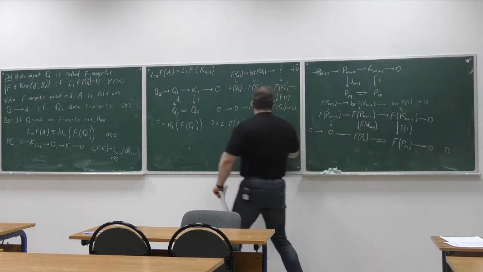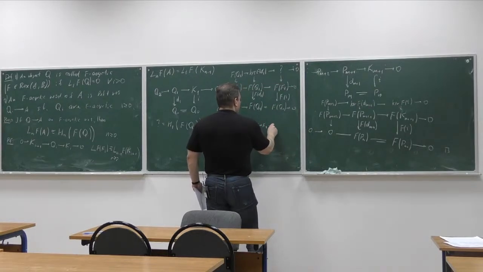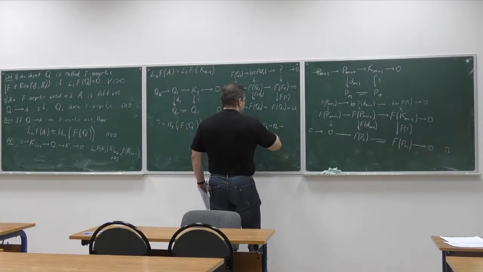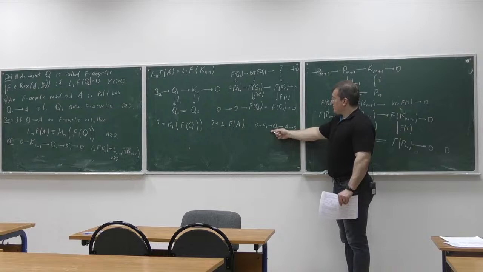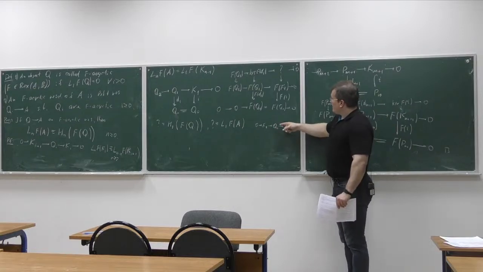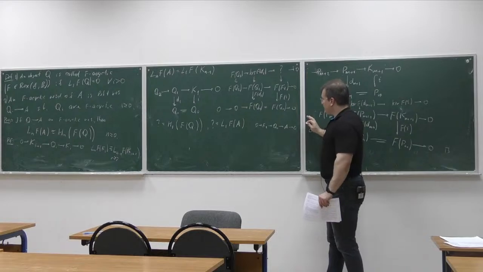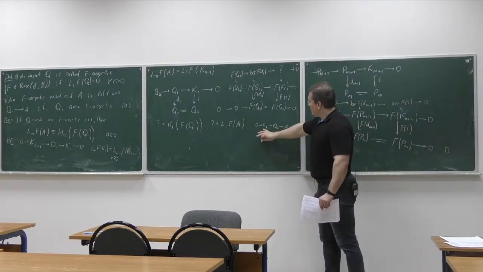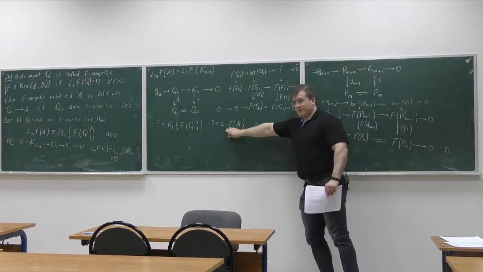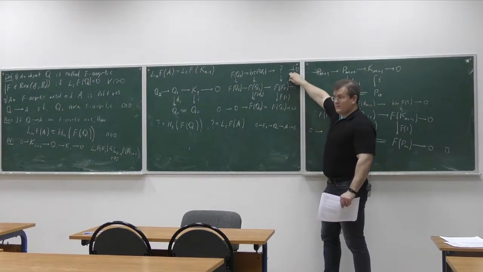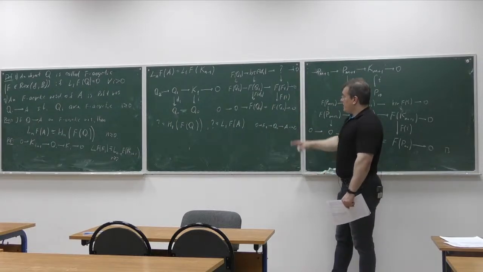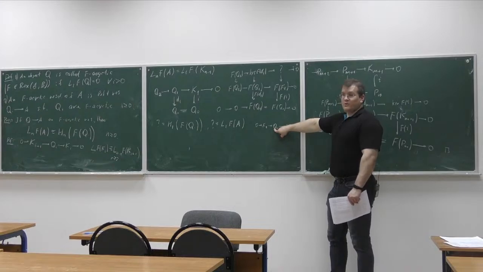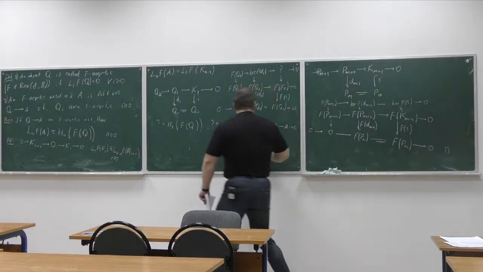We have a short exact sequence, 0, K1, Q0, A. If for this short exact sequence I apply the functor F, then by right exactness I'll get F of A, F of Q0, F of K1, and then there will be some kernel. And the kernel is exactly this thing, the kernel of this map. Well, because on the next step this will be L1 of Q0, and we assume that Q0 is F-acyclic, so it's 0.